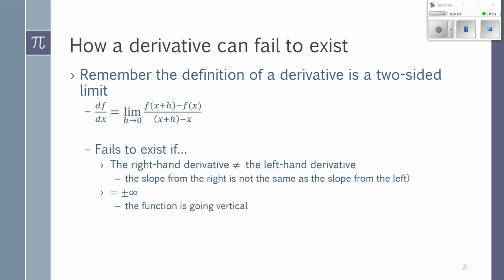The other reason, which we haven't actually looked at yet, is when we calculate this limit, it could be infinite. So it could be approaching a positive or negative infinity. What that means is the function's going vertical. And that's rare because of the vertical line test with functions. But it is possible. And we'll look at what that looks like.